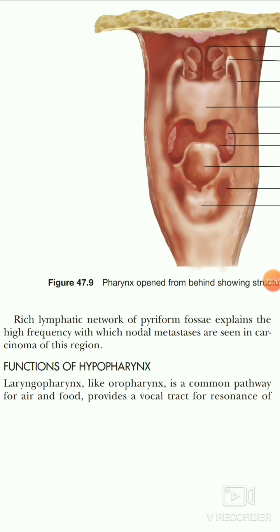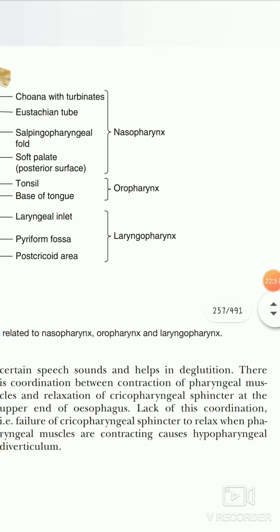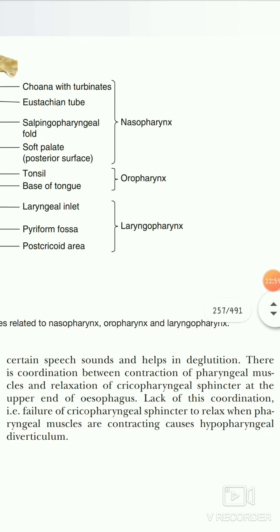Functions of the hypopharynx. The laryngopharynx, like the oropharynx, is a common pathway for air and food, provides a vocal tract for resonance of certain speech sounds and helps in deglutition. There is coordination between contraction of the pharyngeal muscles and relaxation of the cricopharyngeal sphincter at the upper end of the esophagus. Lack of this coordination, that is, failure of the cricopharyngeal sphincter to relax when the pharyngeal muscles are contracting, causes hypopharyngeal diverticulum.